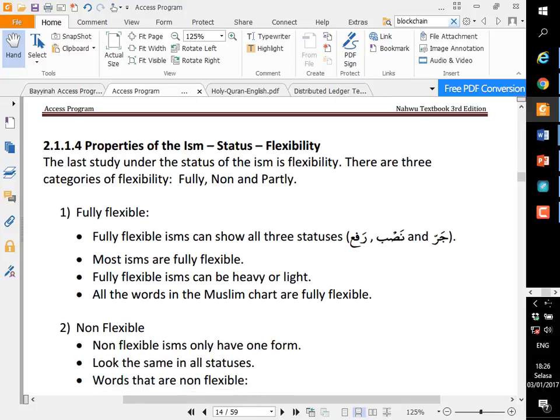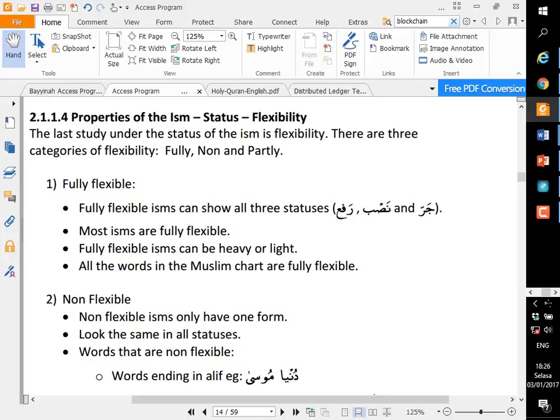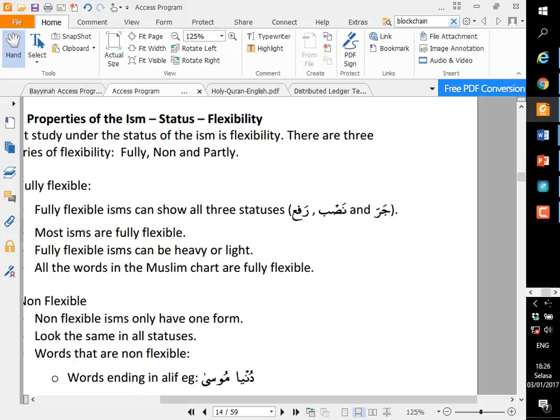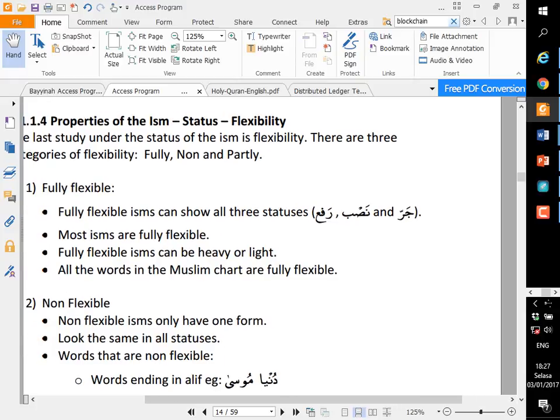And after the light and heavy, we now learn about flexibility. So every word, they have a different type of flexibility. So what does that mean? In the normal chart, the Muslim chart, you know that the Muslim chart has Rafa, Nasab, and Jar, and each one of them is different. You know the difference? It is because of the ending, right? It's u, a, i, or un, an, in, and so on for the pair and for the plural. We call it fully flexible if the word can show all three status. Okay, and most ism, mostly it's fully flexible. It can be heavy or light.